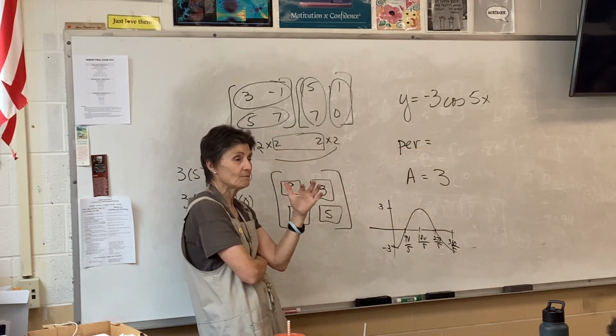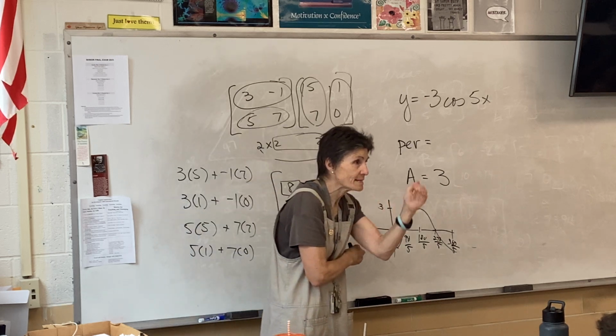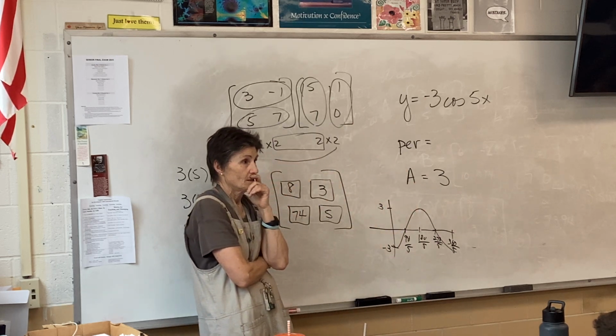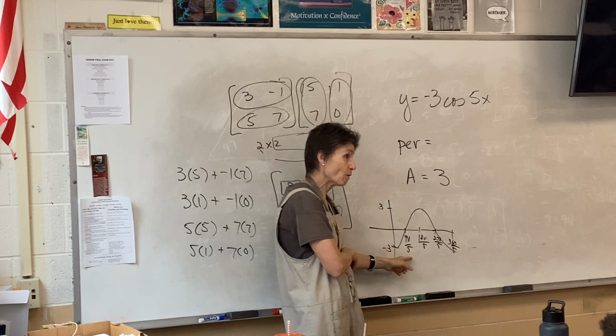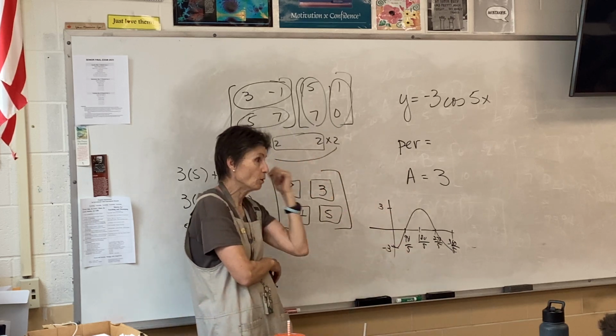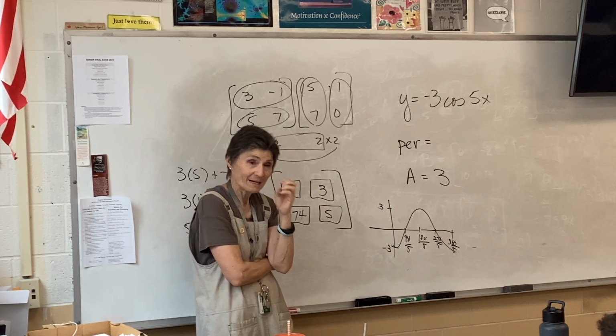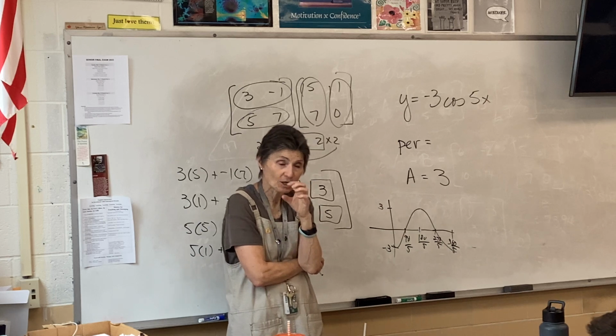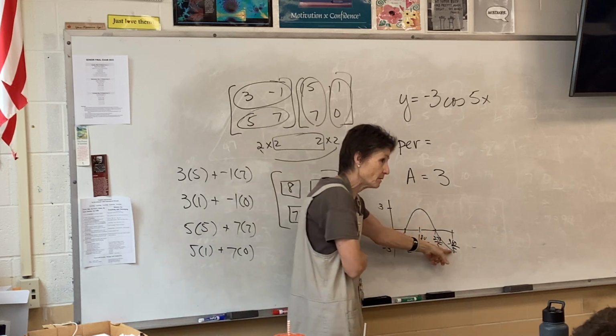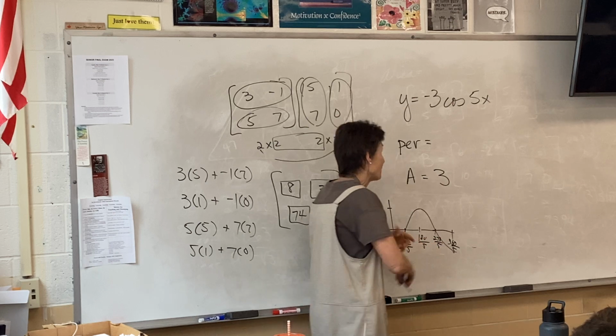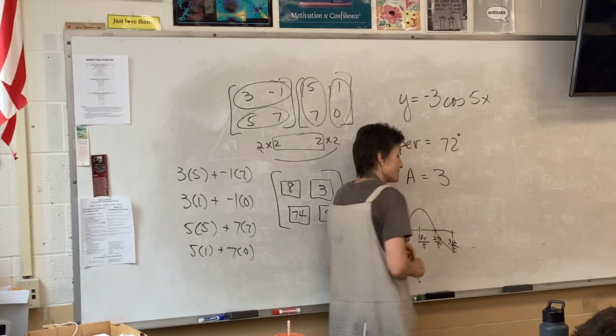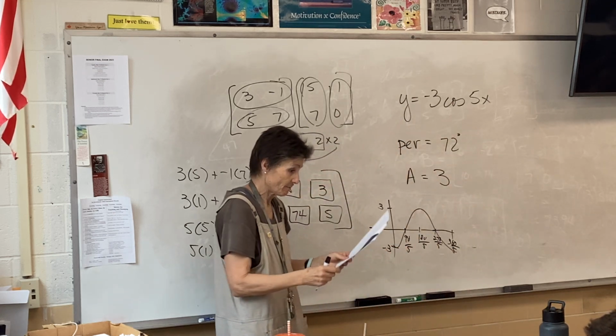Now, some of you get confused. It's always division. Now, if that happens to be a fraction, then you end up multiplying by the reciprocal. But it always starts out as a division. So, this is the period where it ends. 360 divided by 5 is 72 degrees. Exactly right.